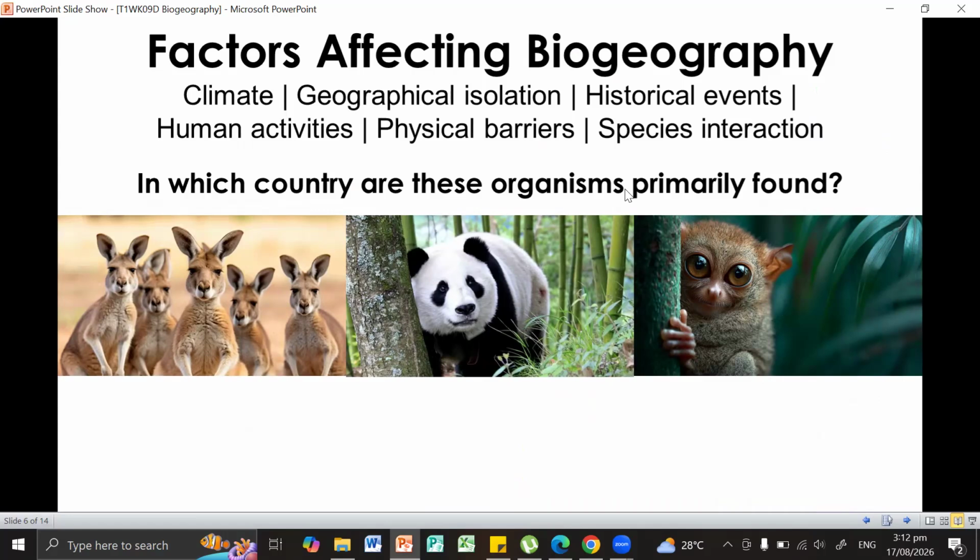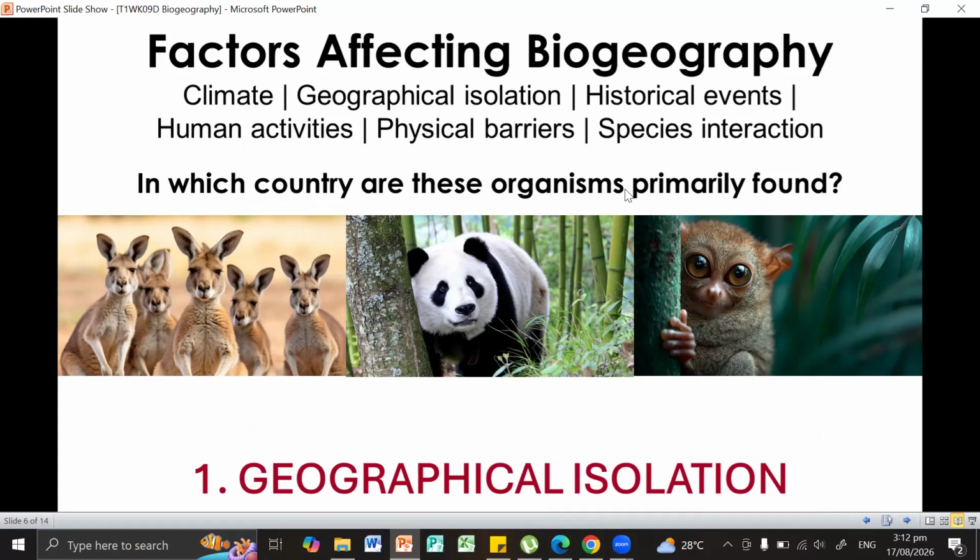So let's answer the question, in which country are these organisms primarily found? For kangaroo, it's Australia. For the panda, it's China. And for tarsier, it's the Philippines. You might be wondering why this set of animals, or most of them, are found in a certain country. That's because of the first factor, which is geographical isolation.